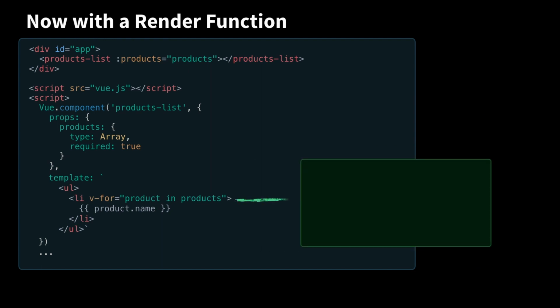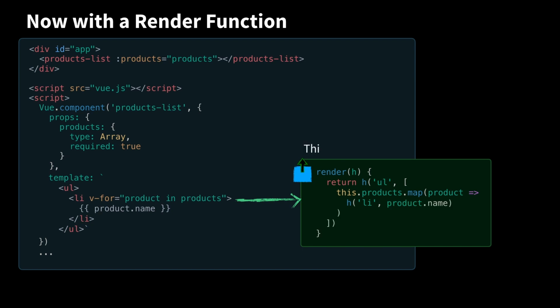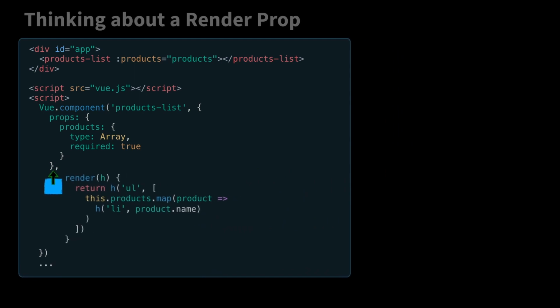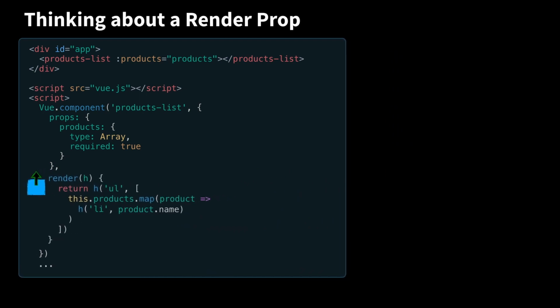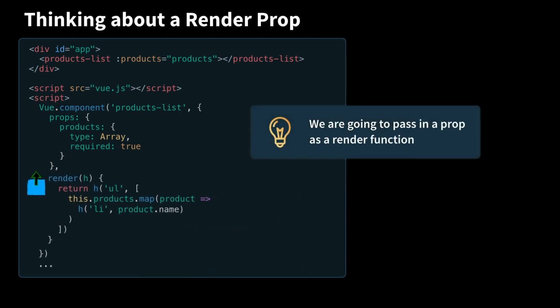So this template, we can instead write as a render function like so. We're mapping through each of the products and displaying our product name. This renders the same thing as the template you see on the left. So let's replace that inside of our component. And now to use a render prop, we basically are going to pass in a prop as a render function.